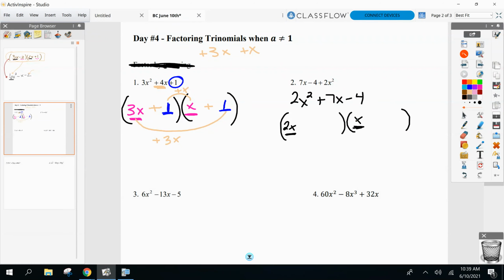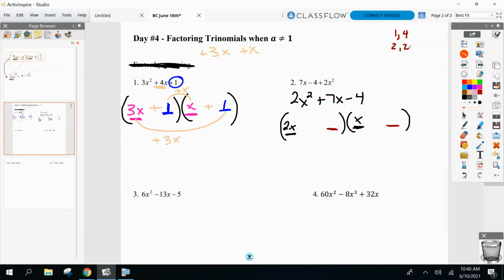Because here's where the game gets a little crazy now. The last two in each parenthesis have to multiply to what? Well, I'm just going to do 4. Has to multiply to 4. Ooh, boy. You guys got what? 1 and 4, and what's my other pair? 2 and 2. Both those would work. So here's where we go guess and check, trial and error.